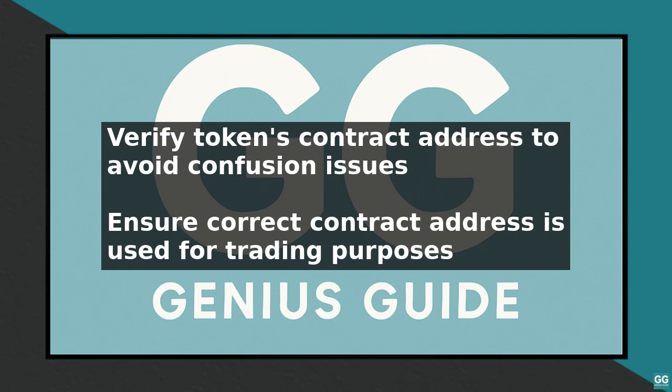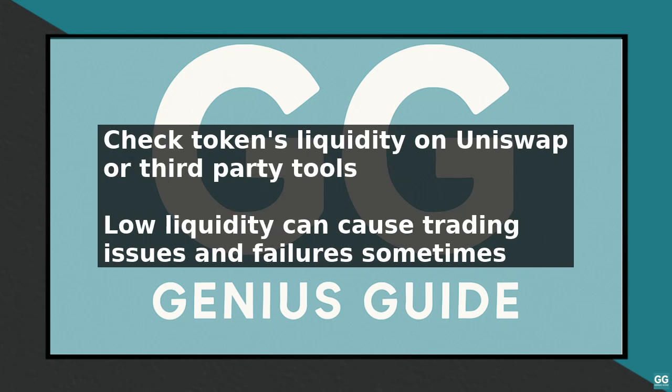Step 3 is to check the token's liquidity. Low liquidity can cause issues with trading, such as large price slippage or failed transactions. You can check liquidity on the Uniswap interface or through third-party tools.